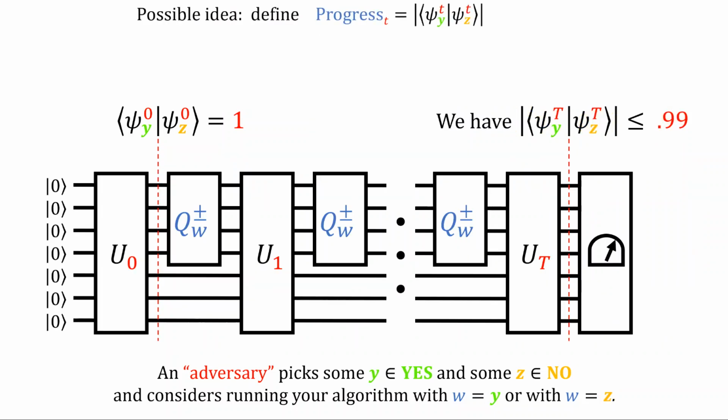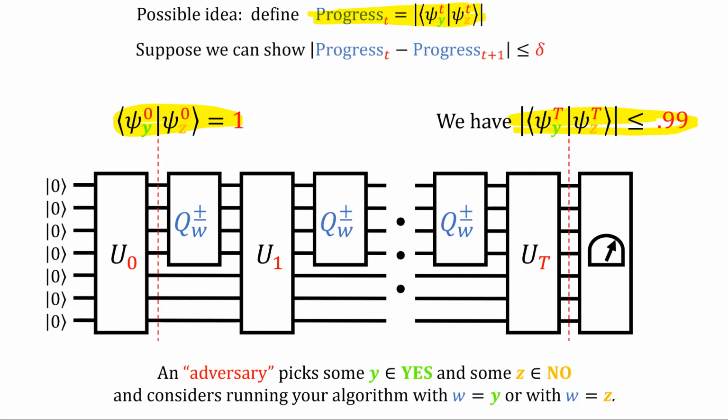So what we see now is when you're considering running the algorithm with a yes input y or a no input z, the state of all the qubits, psi y and psi z, starts out with the inner product 1, but at the end it better get into the case where the inner product in absolute value is at most 0.99. So an interesting idea here is to try to define a progress measure. This won't be the final idea, but it'll be the idea for now. We define something called progress sub t, which is just the inner product between the state at time t when the input is y versus the state at time t when the input is z, in absolute value.